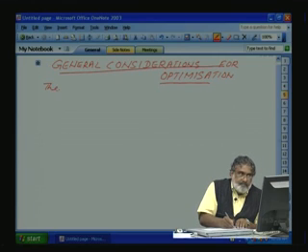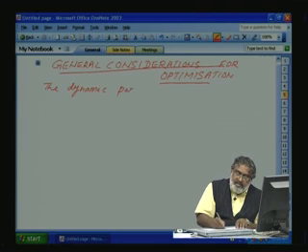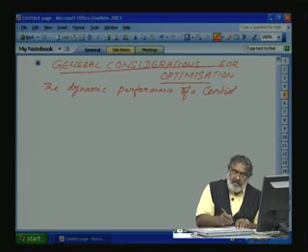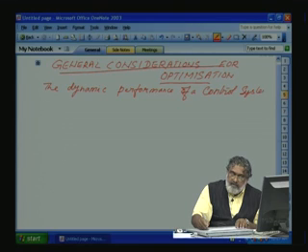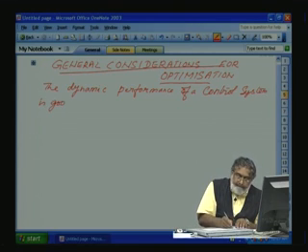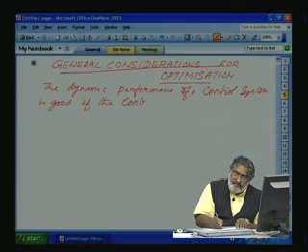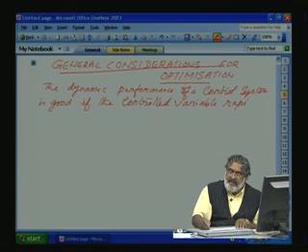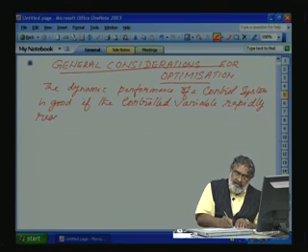So, let us have the definition. The dynamic performance of a control system is good if the controlled variable rapidly reaches the reference input.